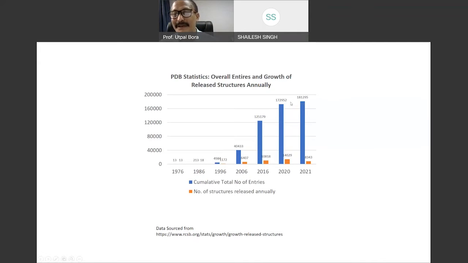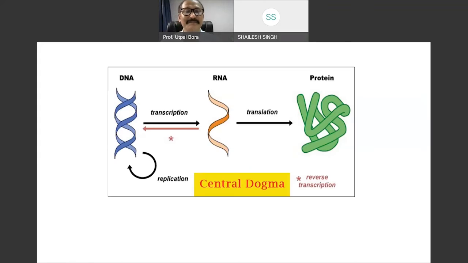And this slump may not be because there are fewer proteins in this world. That may be because of policy issues, or maybe the COVID impact; by the year end this will go up, or other priorities we have. But what is interesting is this part, the number of structures released annually. Last year they released around 14,000 protein structures. This year they have already released around 8,300 structures. So this is what our knowledge about protein overall is in this world today.